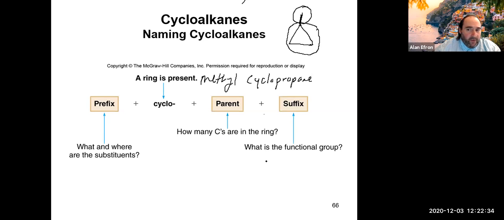You don't have to give a number for that group because it is what is referred to as being mono-substituted. There's only one group attached. And wherever that group's attached, because there's only one, it's assumed that is carbon number 1 in that ring. So because there's only one group attached, you don't have to worry about giving the number of where this is. It's assumed to be carbon number 1.